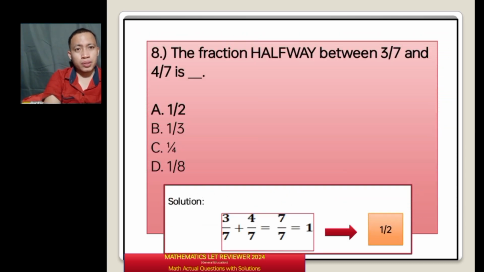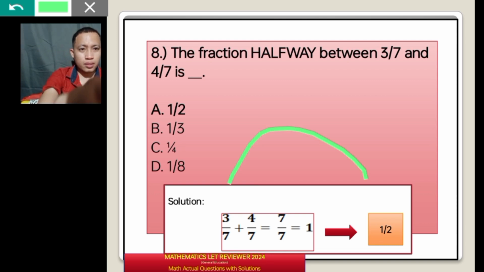Let's proceed to number 8. The fraction halfway between 3/7 and 4/7 is blank. There are two fractional form. We have 3/7 and 4/7. First thing you are going to do is add the two fractional form. Just like this. 3/7 plus 4/7 equals, look at the denominator, yung nasa ilalim. Di ba? Magkapareho. The same 7. So, copy lang sa denominator ang 7. Then, add the two numbers above. We have 3 plus 4. That is equals to 7.